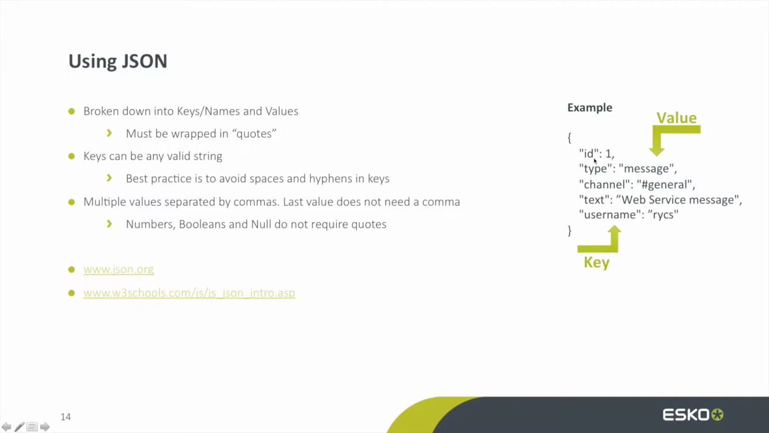So I have my ID, which is my key. We have a colon, and then a number, and then a comma, so I can have an additional key right below it, which is type. Now my message is wrapped in quotes since it's not a number, boolean, or null, followed by additional keys, and then ending in one without a comma.